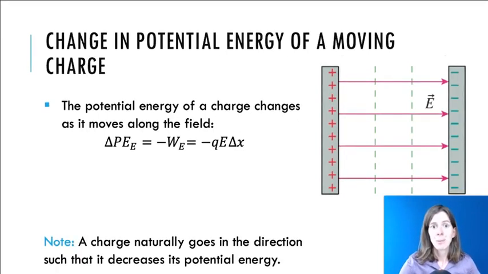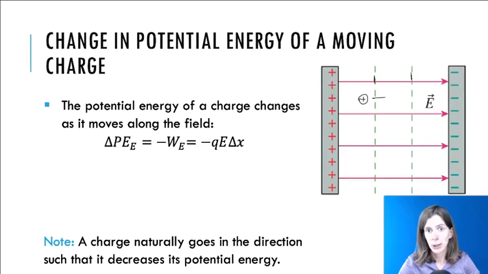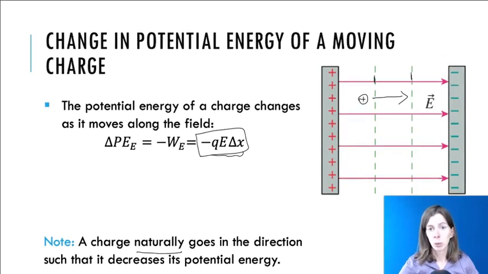So what happens as your charge moves from point A to point B here is that its energy is going to change. Now, according to the discussion from the previous section, do you think that the potential energy is going to increase or decrease? Pause the video and think about it. Well, according to the note here, a charge naturally goes in a direction such that it decreases its potential energy. So as a charge moves from left to right, its potential energy will decrease. And we can actually use this equation to figure it out, and we'll do that soon.